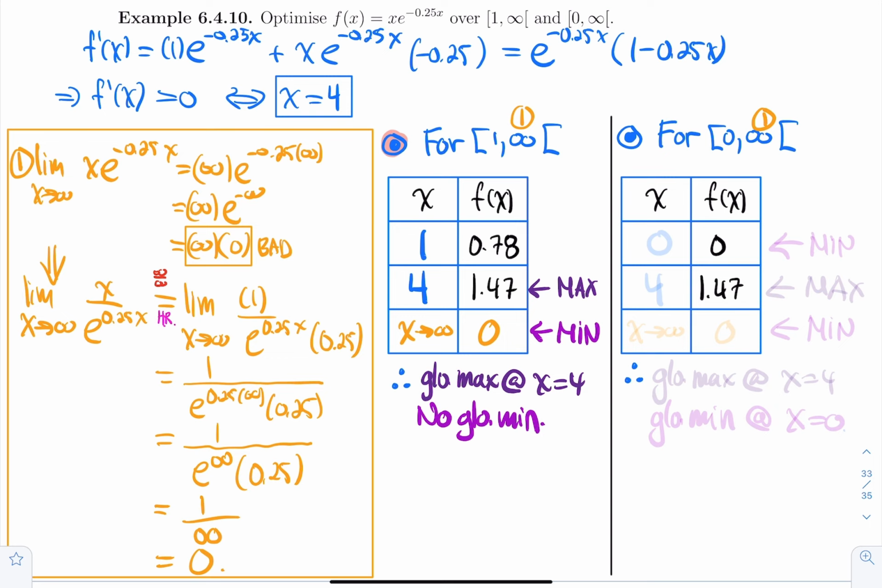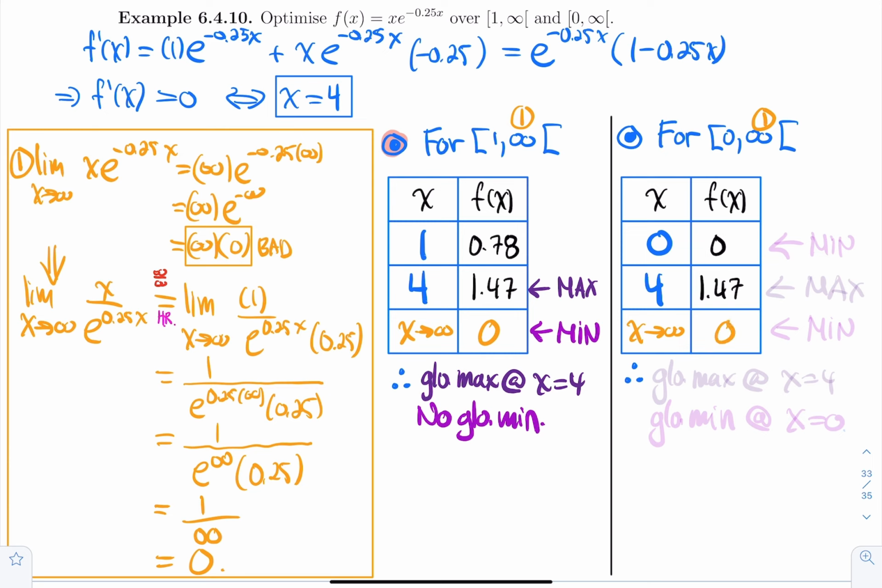So if you start at 0, the output is 0, and then at 4, it's 1.47, and then you have your limit. It's the same one here. So when you look at your limit, as x goes to infinity, it's the same limit. You're still going to get 0.